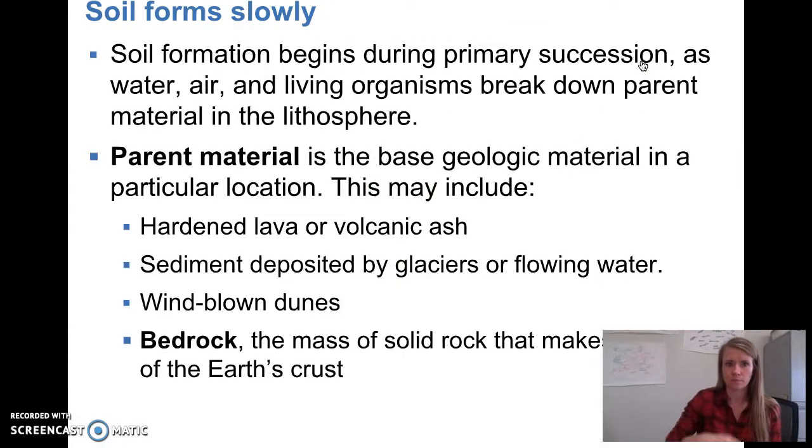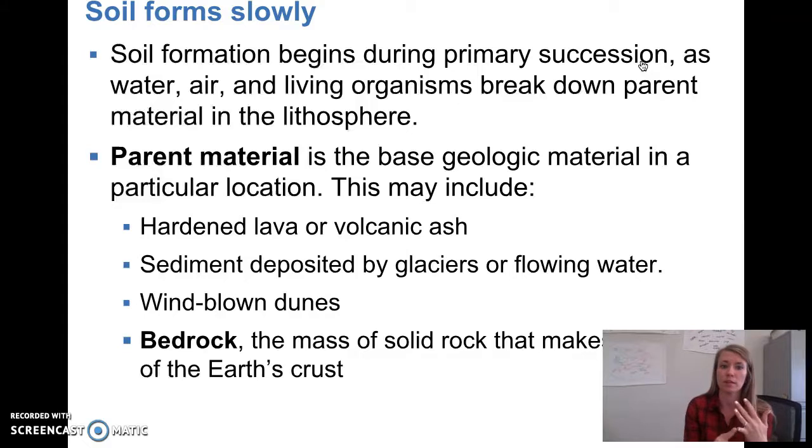So we've talked a little bit about soil formation before through the process of succession, and it happens only during primary succession because an event that leaves soil behind would then follow through secondary succession. So what happens is elements of the hydrosphere, the atmosphere, and the biosphere are going to break down a parent material in the lithosphere, so the rock part of the planet. Now, parent material is the base geologic material in a particular location. Basically, it's the rock that is underneath all the soil that's going to form the soil.